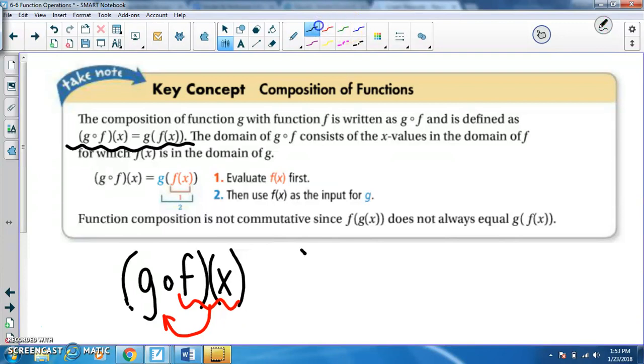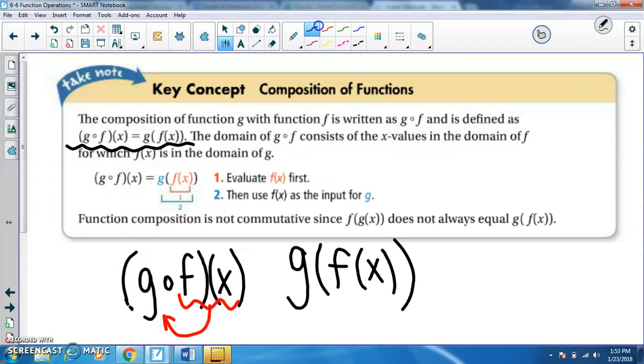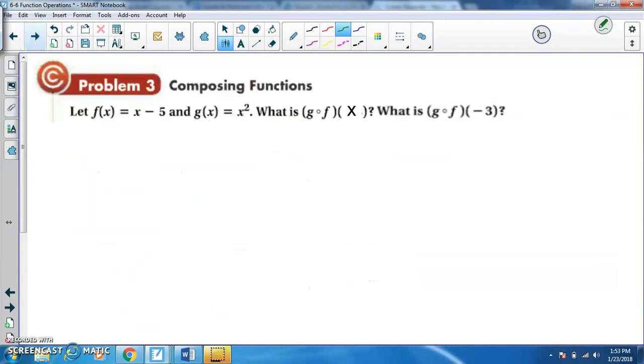Or we could write that as g of f of x, where once again, f is our inside and we're plugging that into g. So we are finding what is g of f of x. So that means we're taking f of x and plugging it into g. So you start writing g. g is equal to x squared.